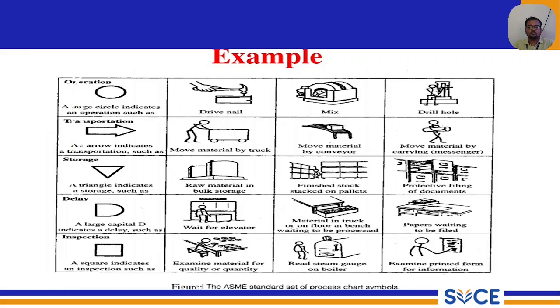The last one is your inspection. Inspecting includes examining the material for quality, or another example can be examining the steam gauge on your boiler. So these are the examples which are quoted, and these are taken from the ASME standard, which are a set of process chart symbols. We'll see about the other method study techniques in the next video.